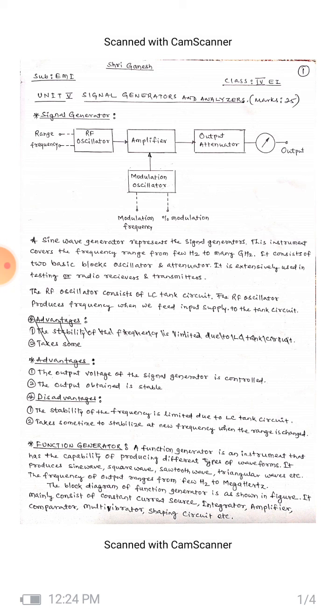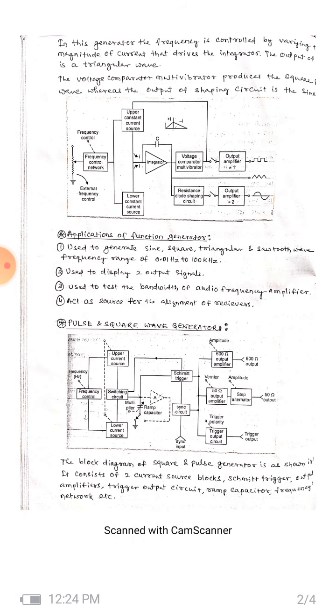Next we are going to learn the function generator. As you can see in the diagram, these are the important blocks: the frequency control network, an upper constant current source and a lower constant current source, an integrator, a voltage comparator, multivibrator, resistance diode shaping circuit, and output amplifier 1 and output amplifier 2. There are two output amplifiers here.